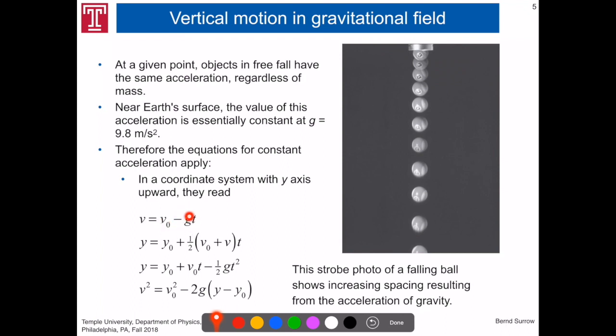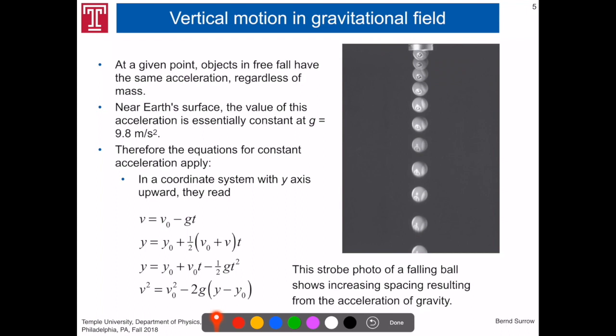g is always a positive number, 9.81 meters per second squared. And therefore the location y of t equals y naught plus v naught t minus a half g t squared. And often I would put a little index here for y, just to make sure it is clear, in contrast to the horizontal direction, that we're talking about now the vertical direction.